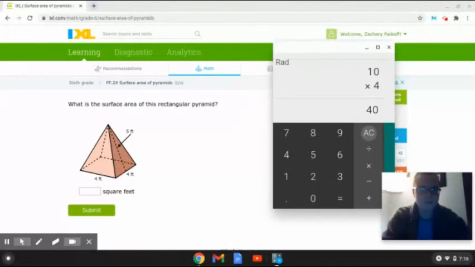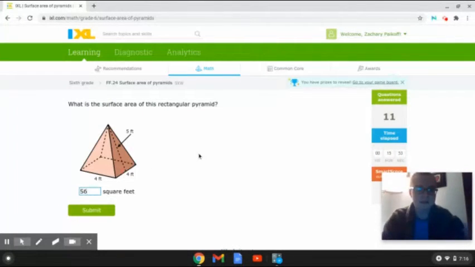And finally, we're going to add this answer to the base squared. So the base is 4 feet and 4 squared is 16. 40 plus 16, that will give us 56. So, the surface area of this rectangular pyramid is 56 square feet. And that is how to solve this problem. So I'm going to be doing one more with you guys.